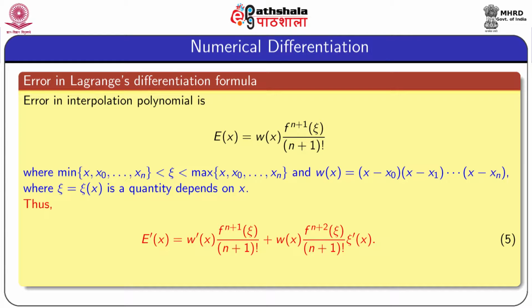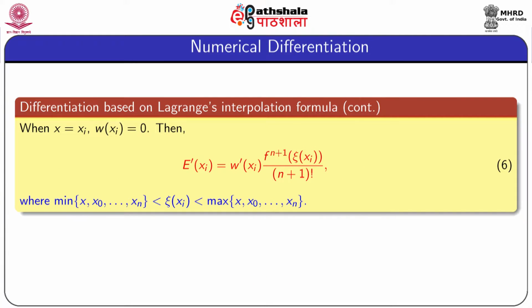Thus, the derivative of E, that means E prime x, equals W prime x, with the second factor unchanged, plus W x into the n plus 2 derivative of f at xi, whole divided by factorial n plus 1, into the derivative of xi at x. So, this is the expression for the error that occurs in the Lagrange differentiation formula, and xi prime x is an unknown function. So, the upper bound of this term cannot be determined.